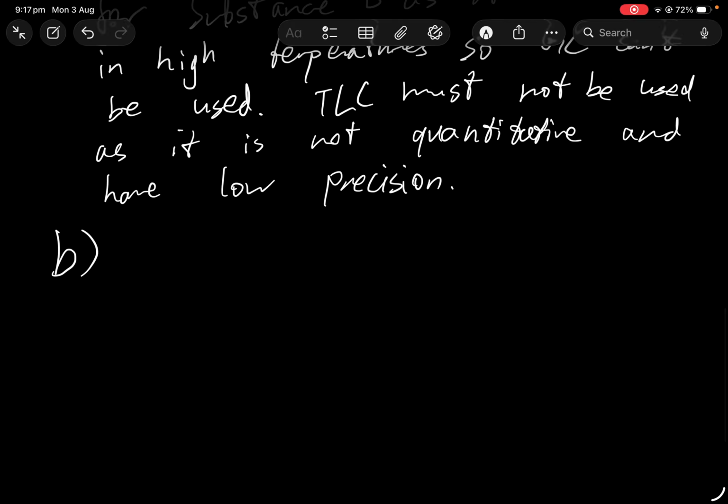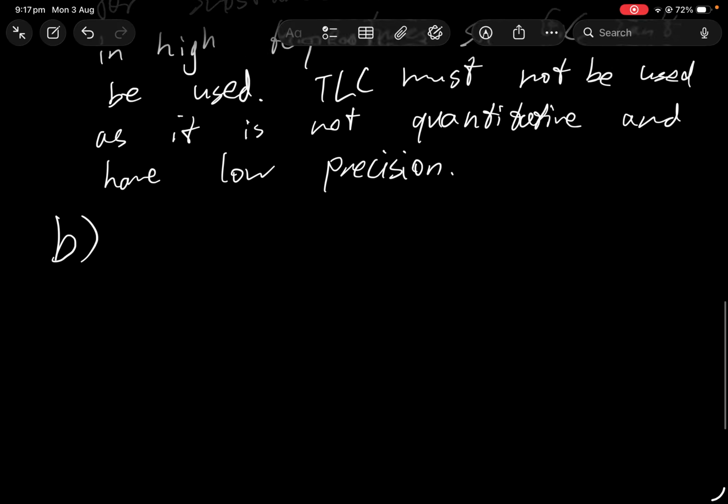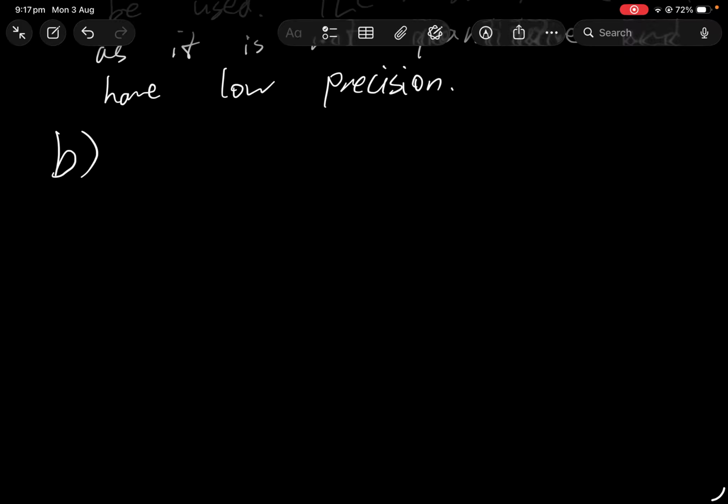For part B, it asks: a laboratory uses normal phase HPLC to isolate substance B. Describe the relative polarities of the phases and explain how IMFs dictate the speed of polar and nonpolar impurities.